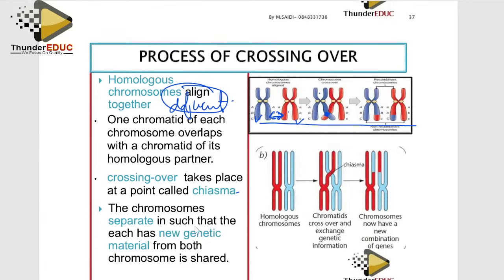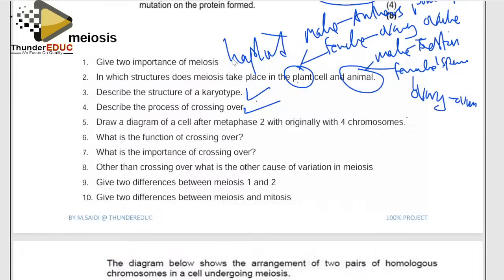The chromosomes separate in such a way that each has new genetic material from both chromosomes that is shared, meaning that each will have to share the content from the father and the content from the mother. Remember, one chromosome is from the father, one chromosome is from the mother. So please make sure that you know how to operate the non-disjunction.